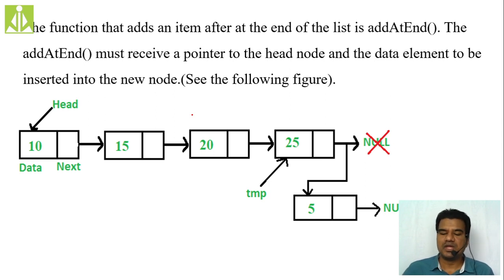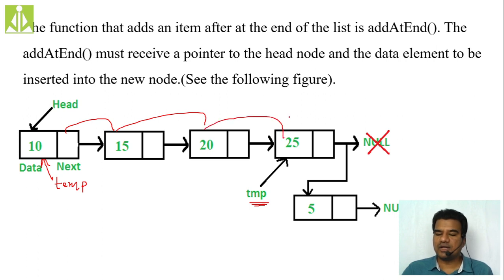So here you can see what we have to do. We have to take the temporary pointer and initially initiate it over here. Then we jump from here to here, then from here to here. When the temporary pointer is here like this, then you have to do the insertion job. This is your new node. How will we do this? We will see the algorithm.